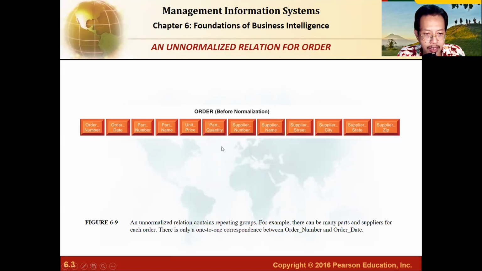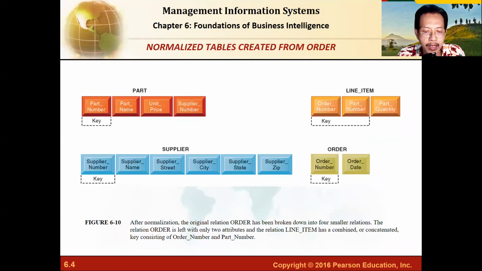For instance, if a certain part would be ordered several times, then you would continuously write the name of the part, the supplier number, the supplier name, and so on. So in order to normalize this database, you would be making it into something like this. You have the part table, you have the supplier table, you have the line item table, and the order table.